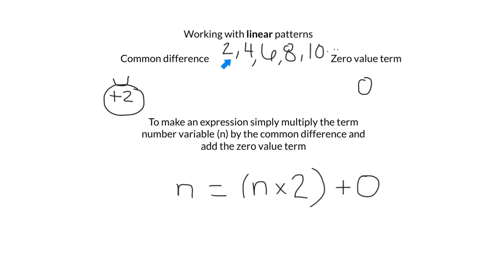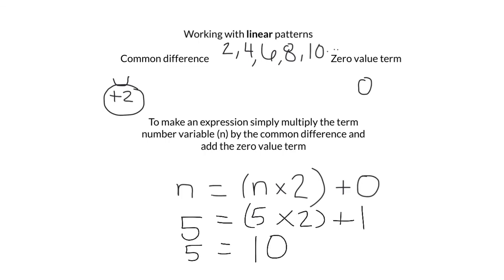Let's do our fifth term, 10. So we're going to do our fifth term here. So the fifth term equals 5 times 2 plus 1. The fifth term, 5 times 2, we know is 10. Oh, sorry, this should have been a 0. Look, that's why it's important to check your work. Sometimes we make mistakes. So our zero value term is 0, so I didn't want to add 1.